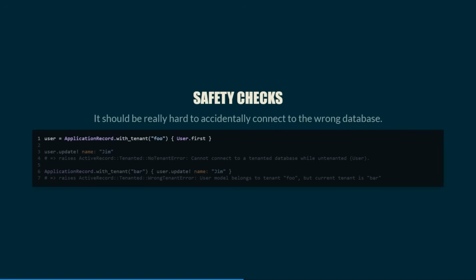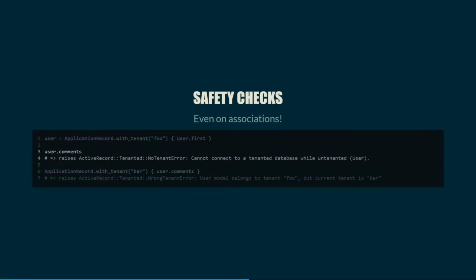I want to make it really hard to accidentally connect to the wrong database. So here's an interesting use case. If I fetch a user record out of the foo database, and I try to do an update, it's going to raise an error, because I'm not connected to a database yet. I'm not in that with tenant block. If I do it in the wrong tenant, I'm in tenant bar here, it's going to raise another exception telling you you've connected to the wrong database and not let you do it. These are great safety mechanisms. It also does this for associations. If I try to call .comments, it's going to behave the exact same way.